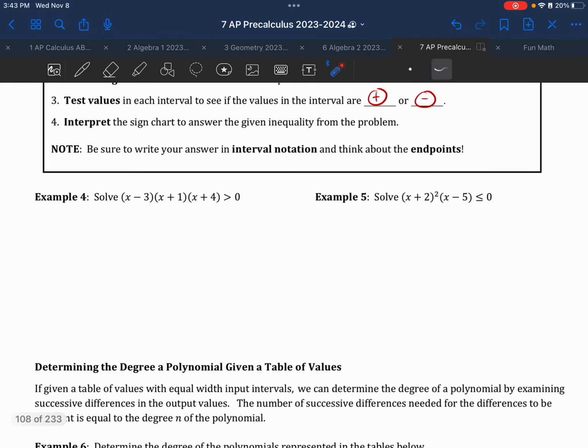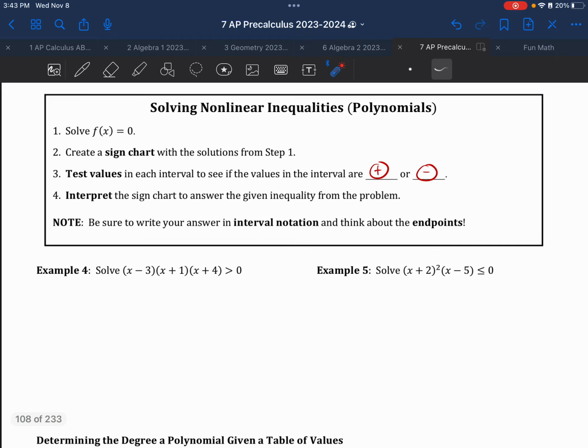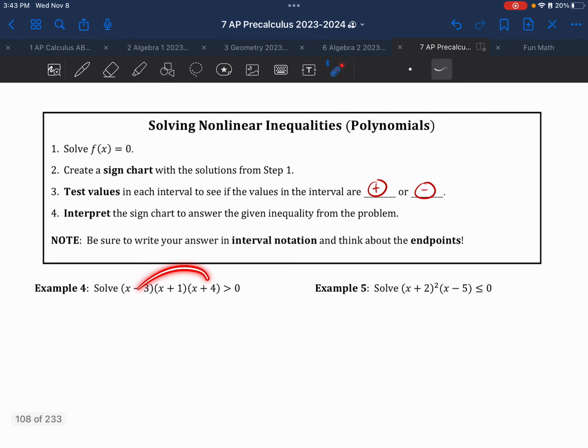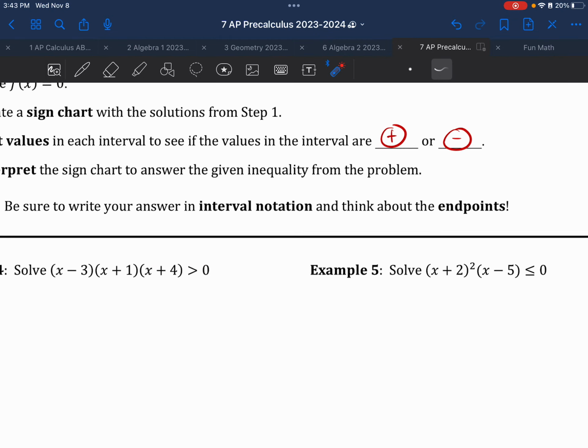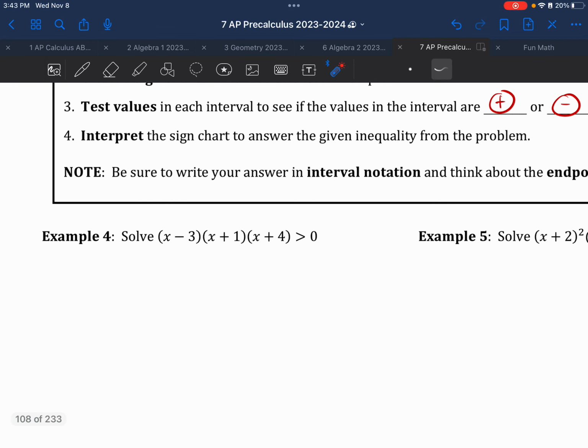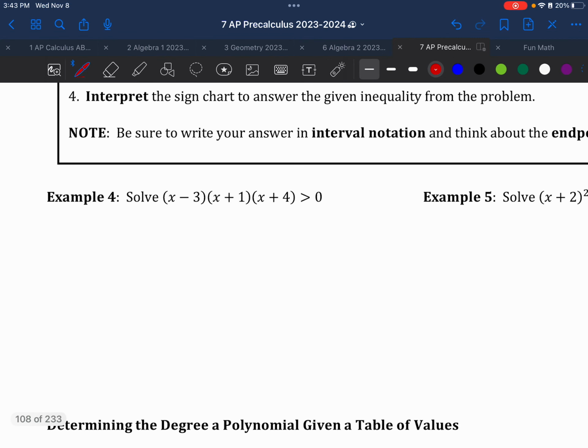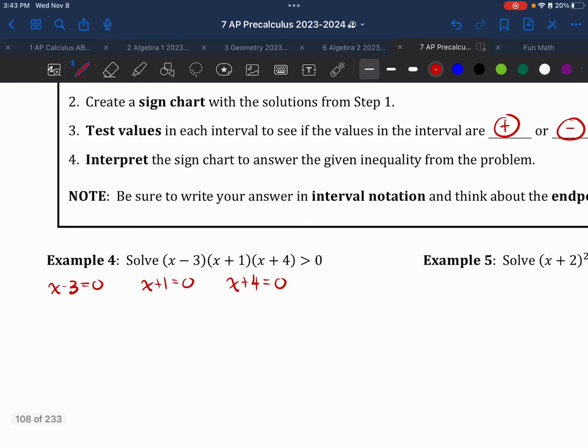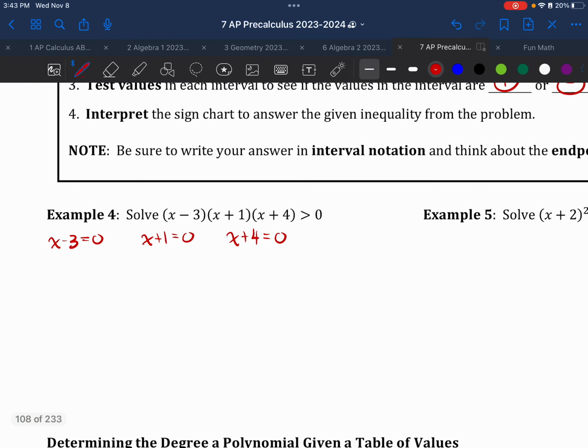So what do we have down here? Step number 1, we're going to set this thing equal to 0. Because we're doing inequalities, we're going to pretend this is an equal sign. Set each of these equal to 0 and see where that happens. So we are going to say x minus 3 is equal to 0, x plus 1 is equal to 0, and x plus 4 is equal to 0. That's step 1. And then we need to solve these: if I add 3 both sides, this is 3. If I subtract 1, this is negative 1. If I subtract 4, x is equal to negative 4.